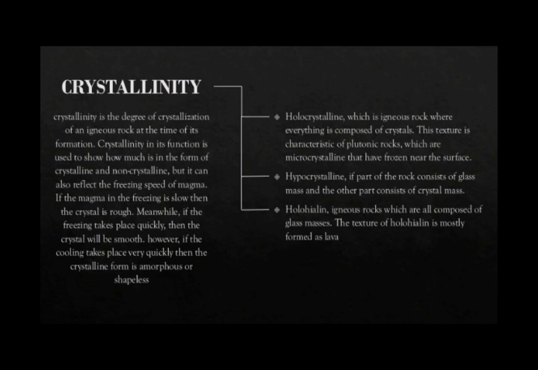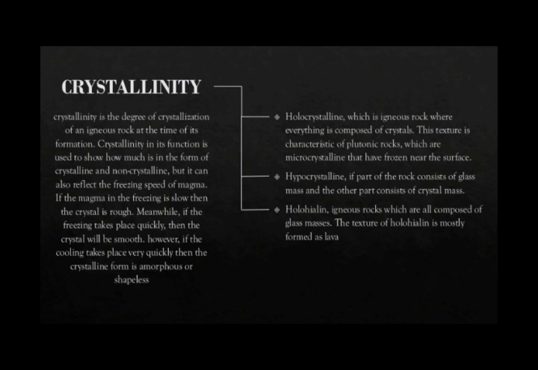If the magma freezes slowly, then the crystals are coarse. Meanwhile, if the freezing takes place quickly, then the crystals will be fine. However, if the cooling takes place very quickly, then the crystalline form is amorphous or shapeless. In its formation, three classes of degrees of crystallization are known: holocrystalline, hypocrystalline, and holohyaline.